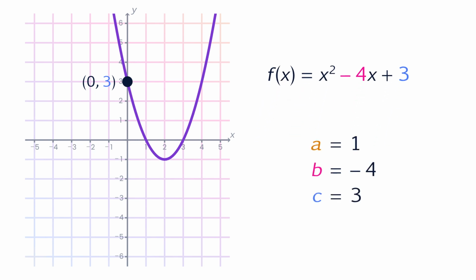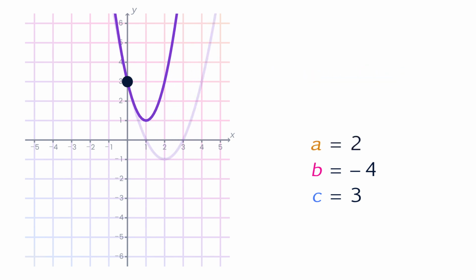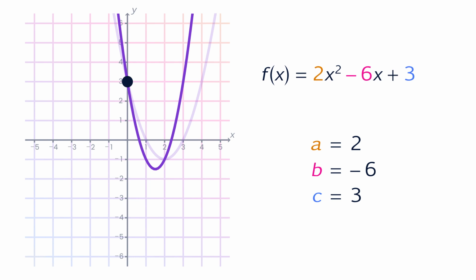You should know that it doesn't matter what the two other coefficients, a and b, are. The y-coordinate will always be the same, namely c. Let's say you change a to 2 and b to 6, like this. The shape of the graph is different from before, but the y-intercept is still the same.